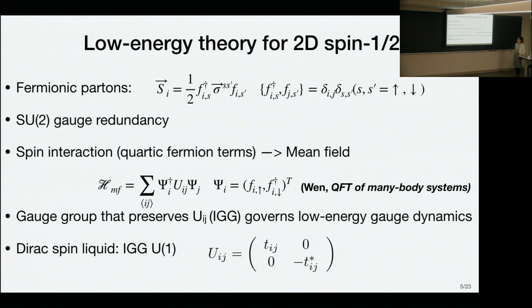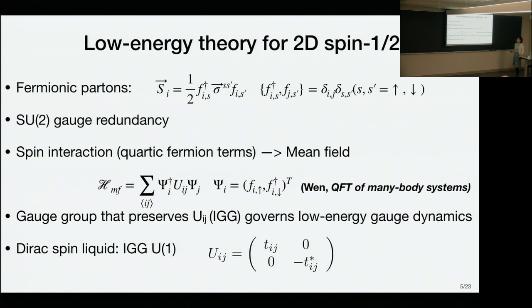Namely, if we arrange the spinons in such a way, then this physical spin operator stays invariant under a left multiplication of an SU2 matrix, or an SU2 transformation of such a spinor. And to proceed, the zeroth order is to decouple the spin-spin interaction into a quadratic fermion term, namely performing this mean field analysis.